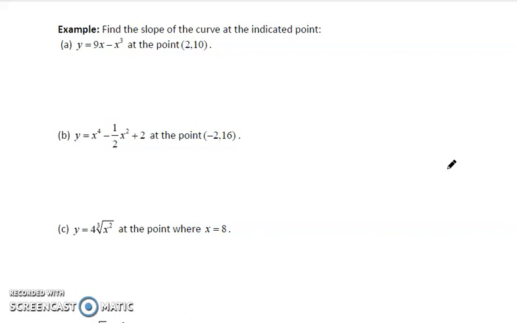And then, once you have your derivative, you plug in the x value, which, for example, for the first one, the x value was 2. So you would plug a 2 into your derivative. That would give you the slope of the curve at the indicated point. You could also be asked to find the equation of the tangent line at that indicated point.